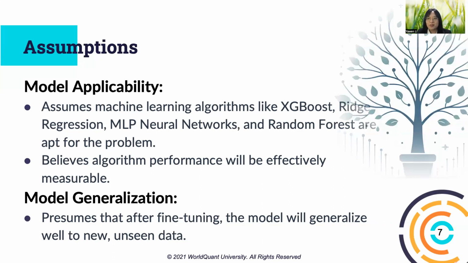Our assumption is that our chosen machine learning techniques, ridge regression, random forest, XGBoost, and MLP neural networks, are not only suitable for our problem statement, but their performance will be quantifiable and robust. In addition, we also assume the model's ability to generalize is good.